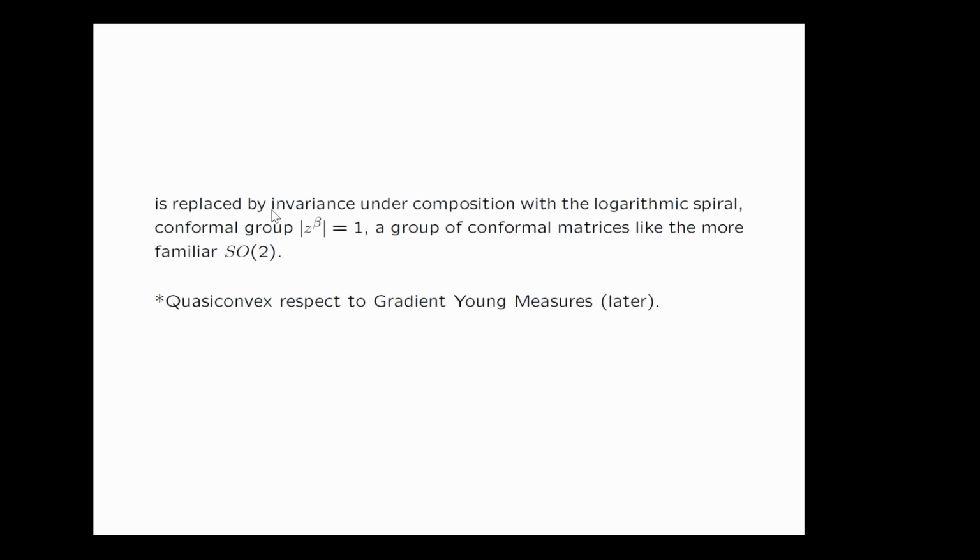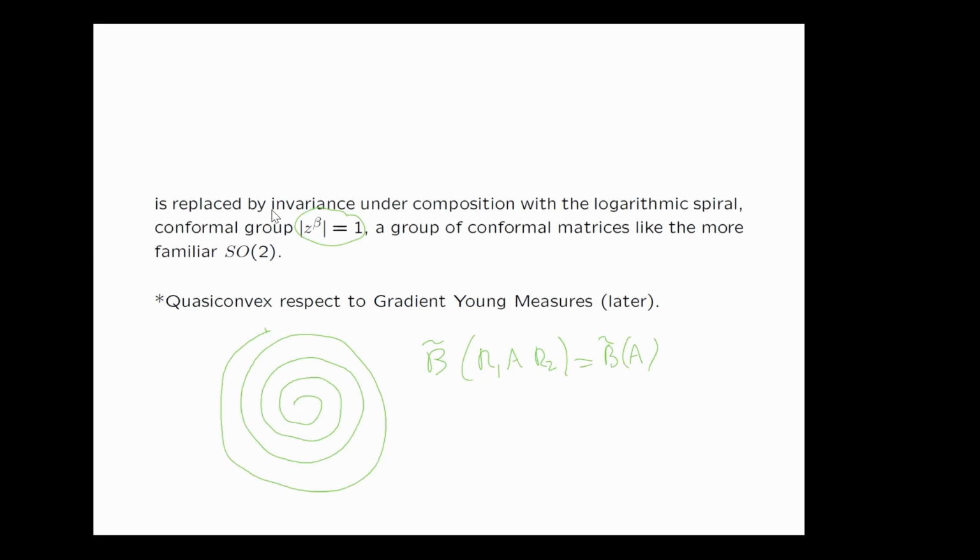So it is invariant if we have conformal matrices which are in a logarithmic spiral. I think that if beta is equal to 1, then I recover SO(2), and then I will have the isotropy I was mentioning before. And if beta is a complex number, then this is a group of conformal matrices, and I can always ask that my new functional B of R1 A R2 is equal to B of A, where R1, R2 belong to the logarithmic spiral. And then these symmetries are also enough to prove quasi-convexity.